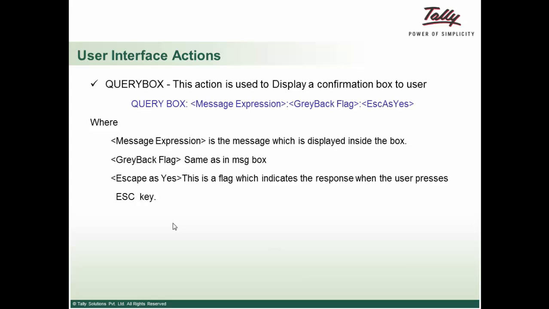Query box. This action is used to display a confirmation box to the user where the message, expression, gray back flag and escape as yes. So when you give a message, that's a query box. You can say yes or no. So when you have a message and you say gray back flag, that means same as in the message box.